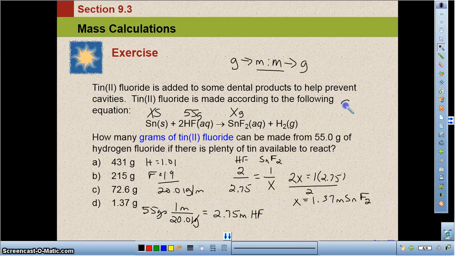So let's go up here and do the mass of tin-2 fluoride. That's 118.71. We have fluorine, which is 19 times 2. So if we take the 19 times 2, add that to 118.71, we have a total of 156.71 grams per mole.